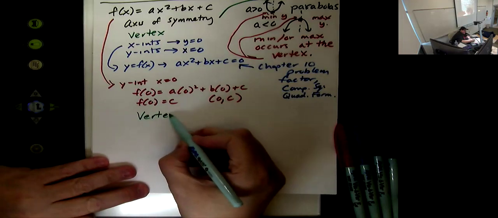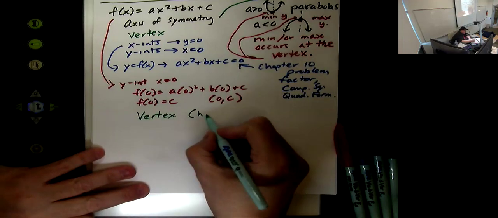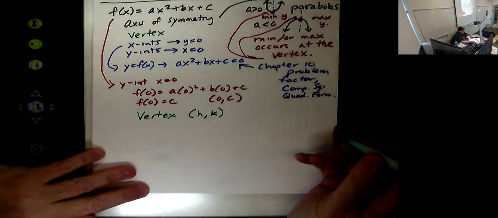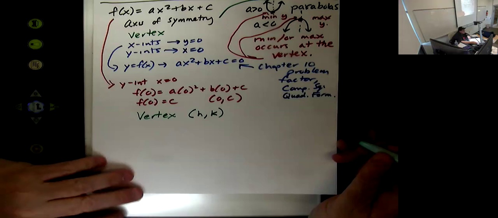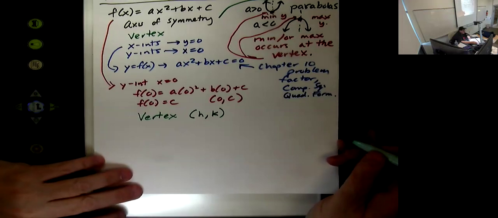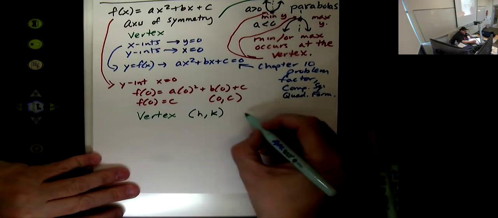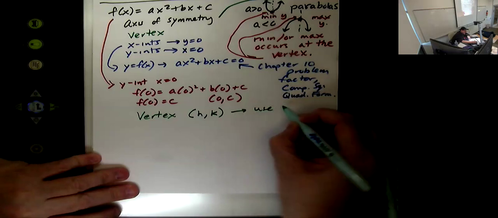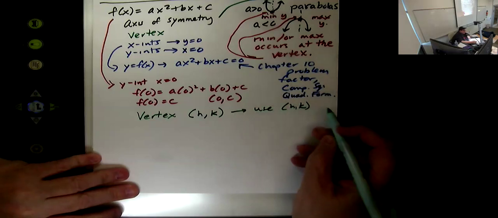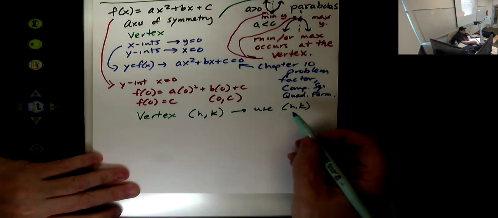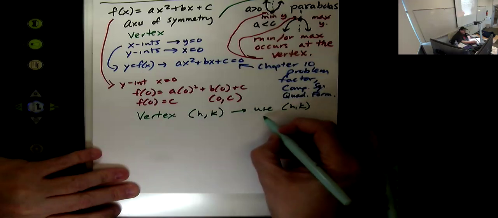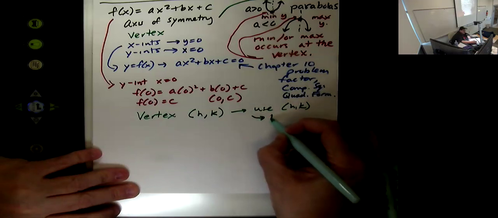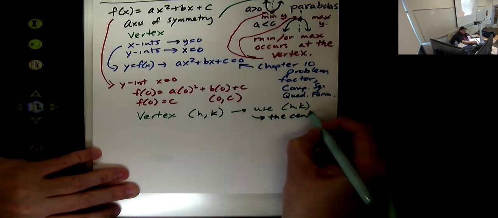Vertex, we like to describe as (h, k). Because h and k don't get enough love in algebra. We don't use them a lot, so those are the letters that we're going to reserve for vertex. We actually use h and k for a lot of things. We're going to have them in parabolas like today. We're going to have them in ellipses and hyperbolas later on. Circles. We're going to use it. It's roughly the center of the graph.